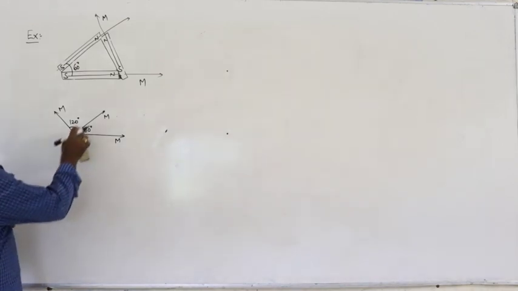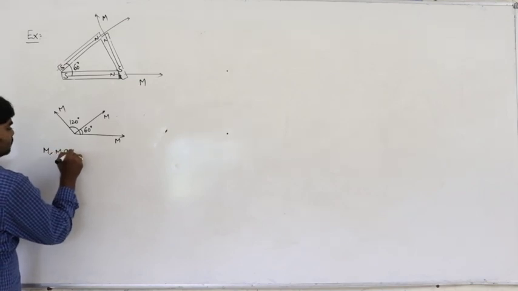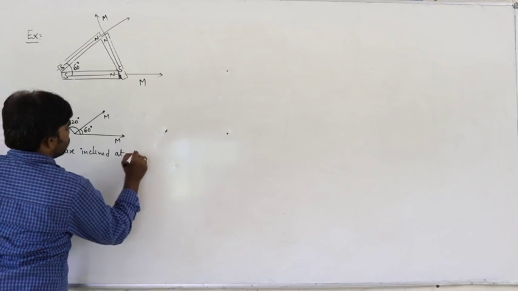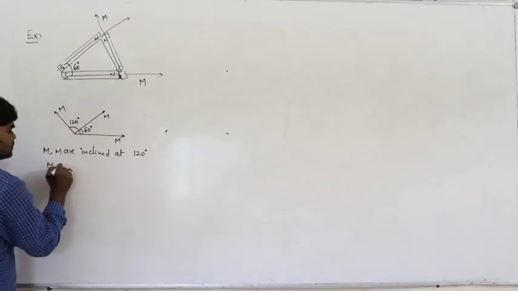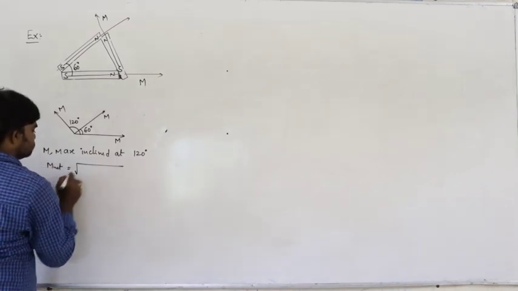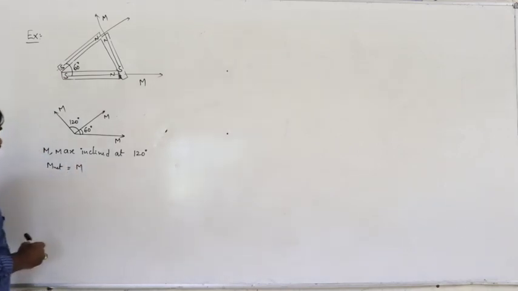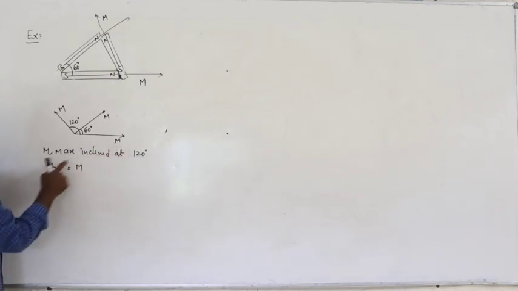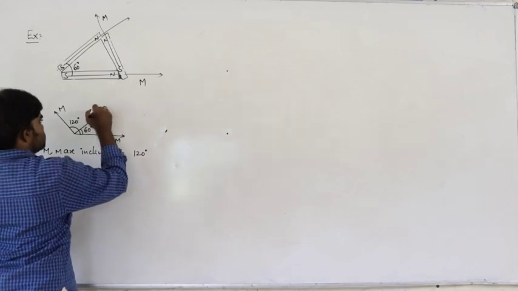So here, first M and M are inclined at 120 degrees. We have to calculate M net for that, which is the square root of... we already calculated it in the previous case. M and M are inclined at an angle of 120 degrees, and M net is equal to M. So that's why this is also in this direction.